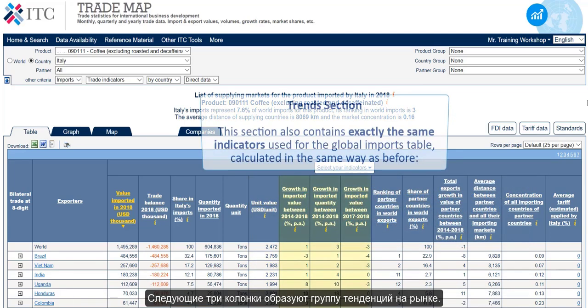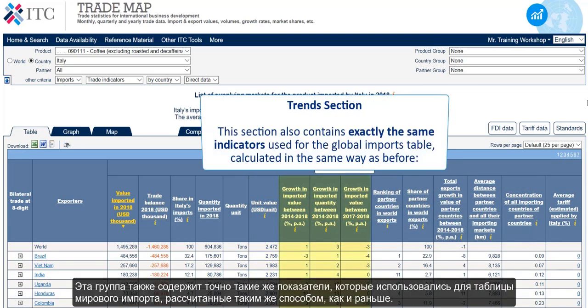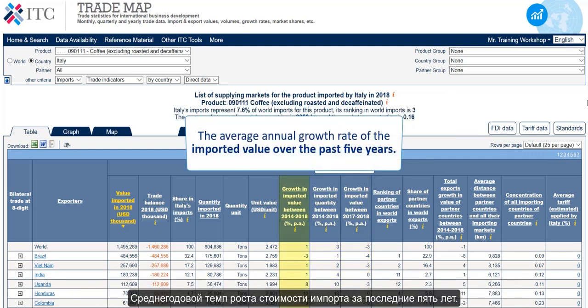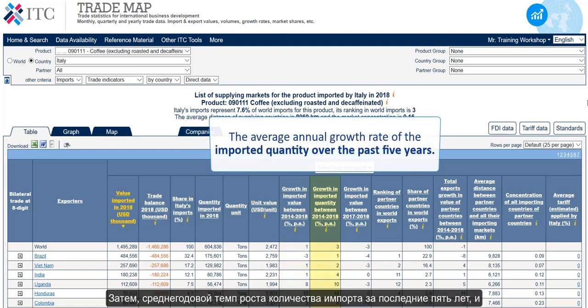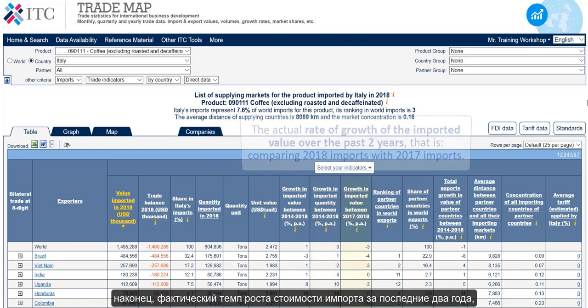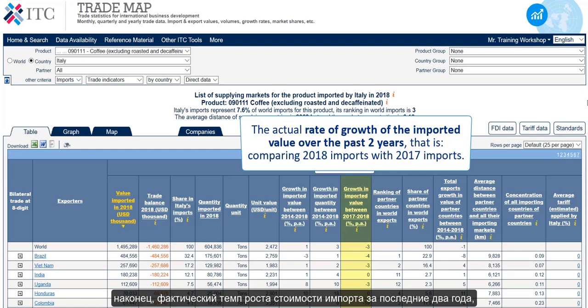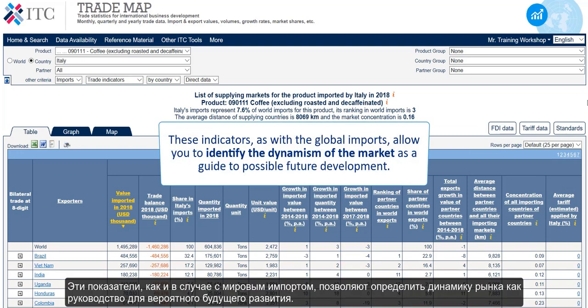The next 3 columns comprise the Trends section. This section also contains exactly the same indicators used for the Global Imports table, calculated in the same way as before. The average annual growth rate of the imported value over the past 5 years. Then the average annual growth rate of the imported quantity over the past 5 years, and, finally, the actual rate of growth of the imported value over the past 2 years. That is, comparing 2018 imports with 2017 imports. These indicators, as with the global imports, allow you to identify the dynamism of the market as a guide to possible future development.